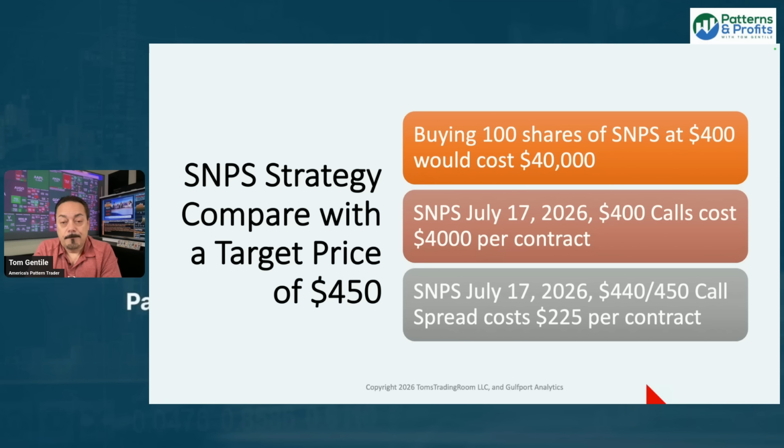And finally, the July 17th, 440, 450 call. I just showed you that call spread. You're buying the lower, selling the higher. Right now, that's trading for around $2.25. That would be $225 per contract with the chance to make, remember, you take the 10 points between the strikes, subtract out $2.25, and you have a $7.75 return on $225 risk.